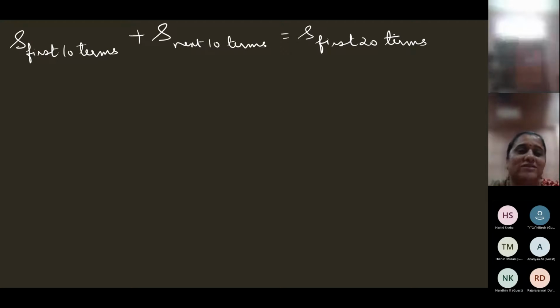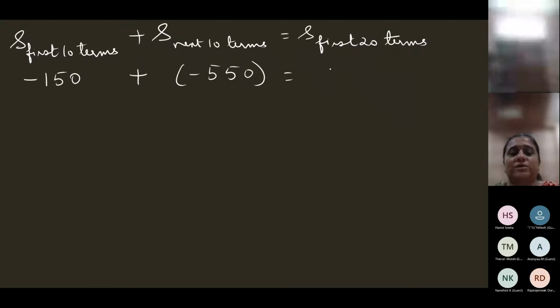Is this right, children? The sum of the first 10 terms plus the sum of the next 10 terms will be the sum of the first 20 terms. Yes or no? Yes. What is the sum of the first 10 terms? Minus 150. Next 10 terms? Minus 550. Minus 150 plus minus 550 is equal to the sum of the first 20 terms, that is S20.